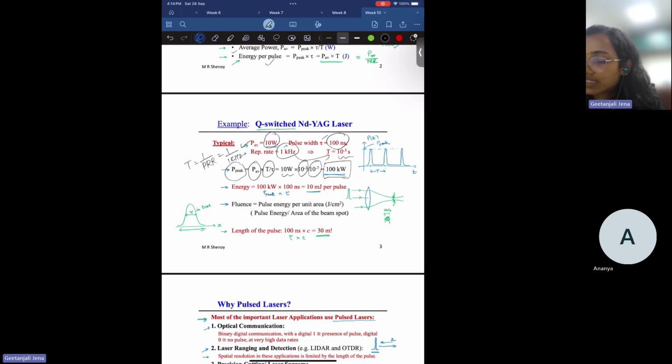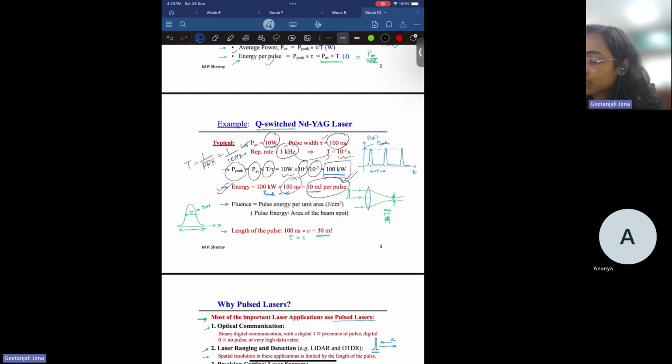And from this, you can easily calculate the energy of this pulse, which is P peak into tau. So P peak we have already calculated, it is 100 kilowatt, and tau is given as 100 nanosecond. So that means the energy of the pulse is 10 millijoule per pulse. So when the pulse is incident on a material, it will deliver 10 millijoule per pulse.